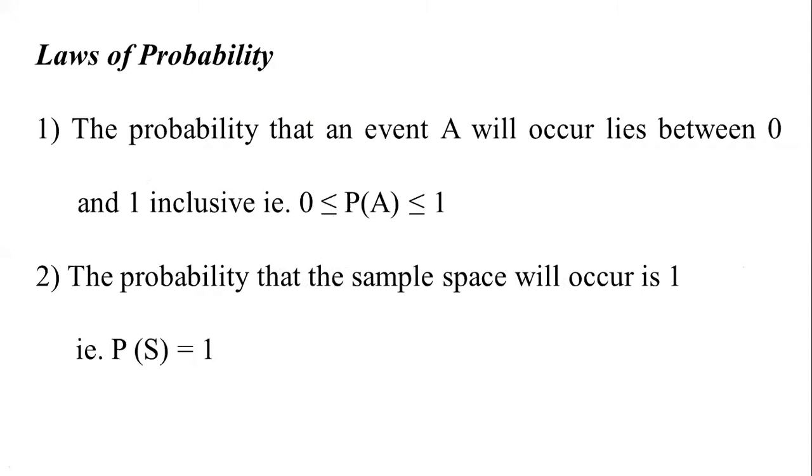Get these two down before we move on. They are 4. We shall take all 4, then apply them to solve some questions. The probability that an event A will occur lies between 0 and 1 inclusive. So the probability of A is greater than or equal to 0, and at the same time the probability of A is less than or equal to 1. The probability that the sample space will occur is also 1, and that is what we have on the screen.